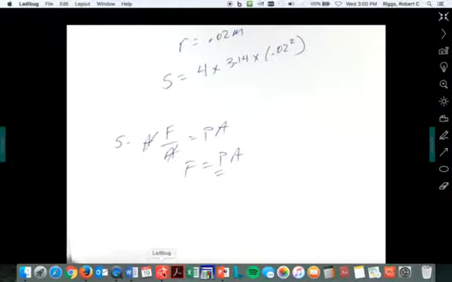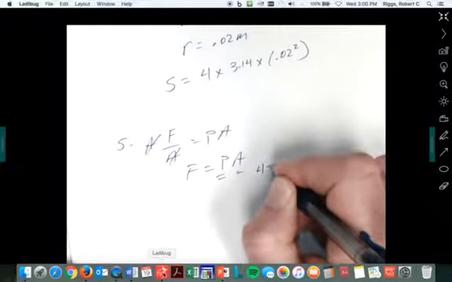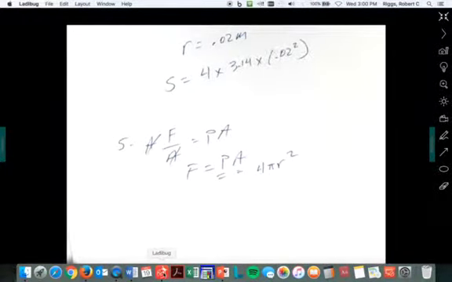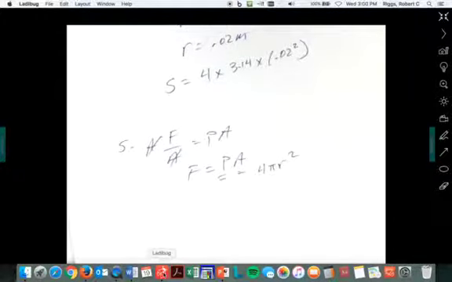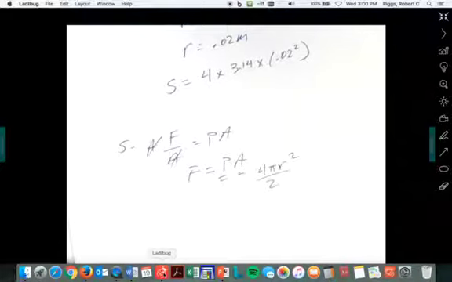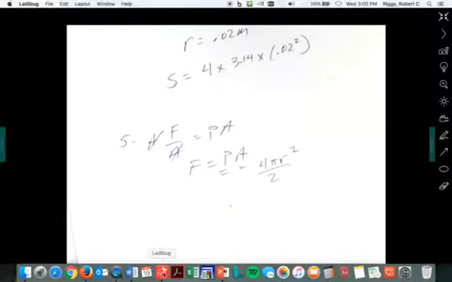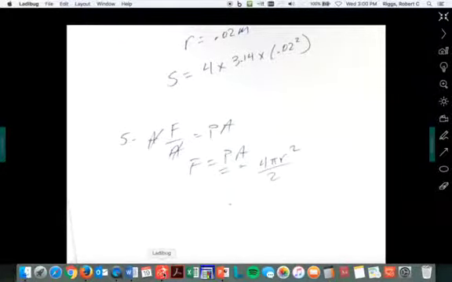We know the pressure. You calculated the area, which is one half of 4 pi r squared, the surface area of a sphere, and you divided that by 2, so it's really 2 pi r squared. And you know P. You found P in pascals, the 14.9 psi. Then just multiply those two numbers together to get the force.